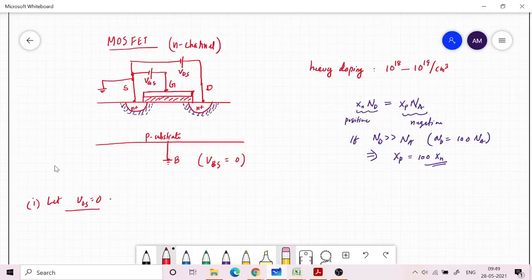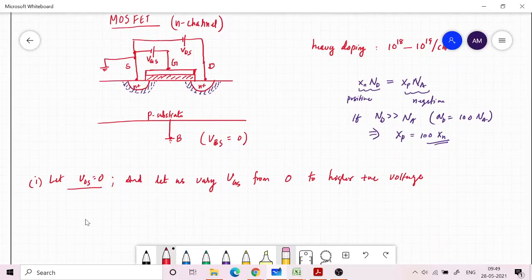So let VDS be equal to 0, and let us vary VGS from 0 to a higher positive voltage. This is what we propose to do. So we apply VDS equal to 0, and then we are increasing the value of VGS from 0 to a higher voltage. So then what happens?